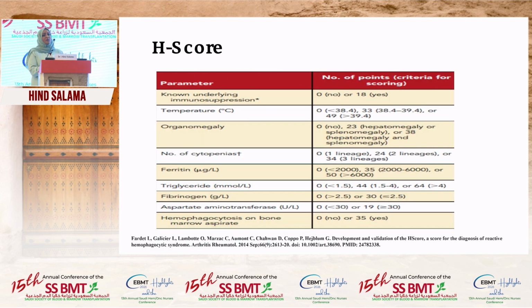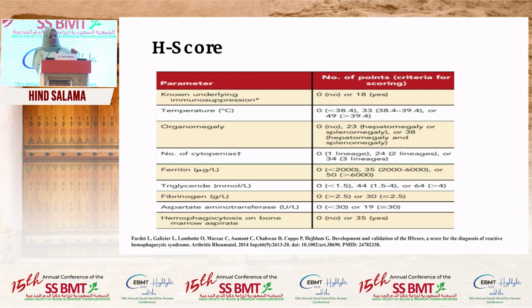So the French group came with the H score, which is a score that took into consideration the ferritin level. If you have a ferritin, for example, of less than 2,000, it was given a 0 mark. So you need a ferritin of 2,000 or more to consider it a positive mark. So they give grades to each parameter. They consider also the underlying immunosuppression. They gave it also marks.